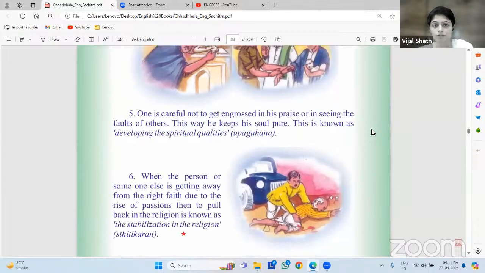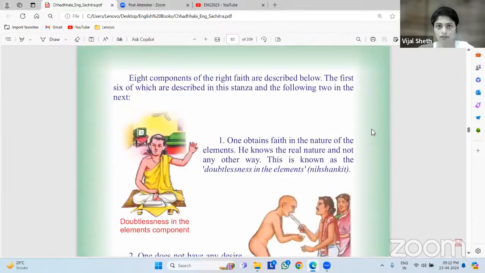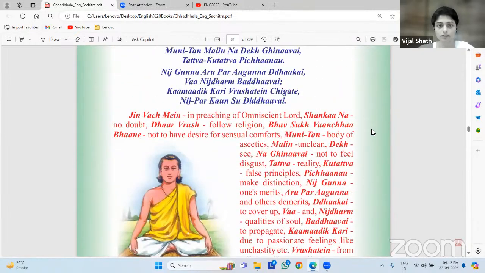One is careful not to get engrossed in his praise or in seeing the faults of others. This way he keeps his soul pure. Okay. So upguhan, in some shastras it is given as upbrihan. Upbrihan means that you have to increase the purity of your soul, increase the spiritual powers or the meditative power of your soul. So this way he keeps his soul pure. This is known as developing the spiritual qualities. Upaguhan. Now the sixth one is Sthitikaran.